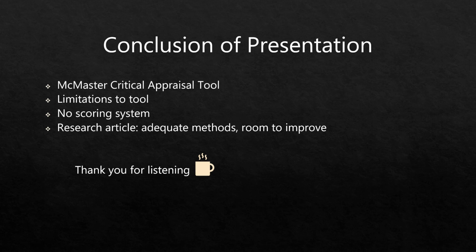To conclude, the McMaster critical appraisal tool has been used to critically analyse a research article. There are some limitations of this tool, such as the absence of a section to analyse the quality of the discussion, which contains valuable information about the research and links to other relevant literature. Additionally, this tool does not have a scoring system, and if it did, it may allow readers to effectively visualise the quality of the article.